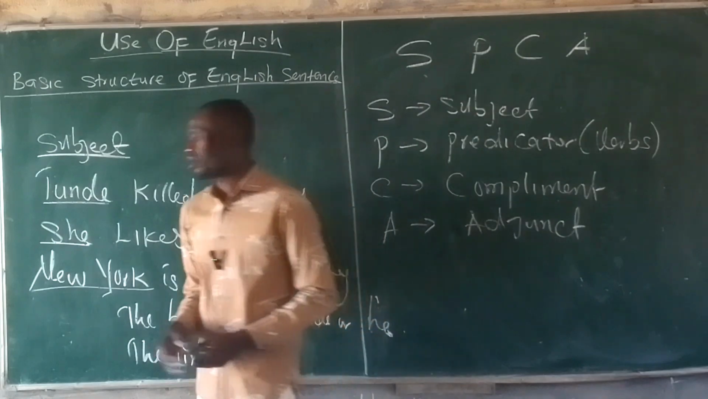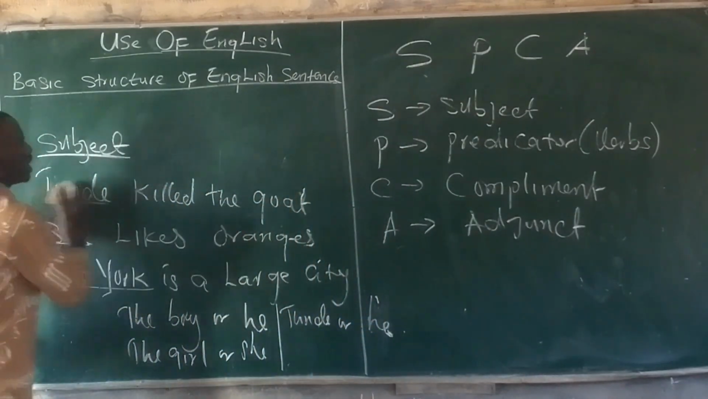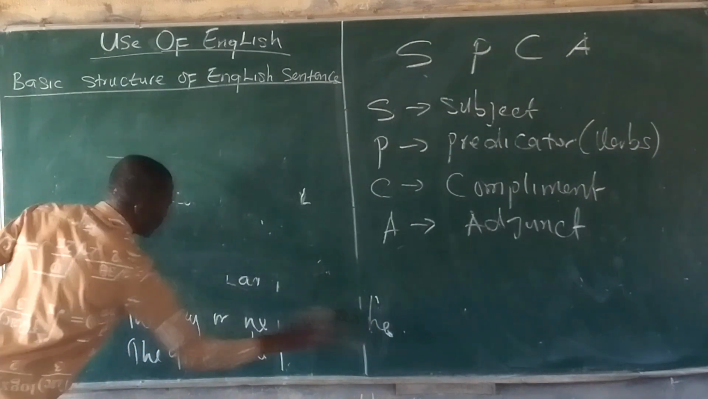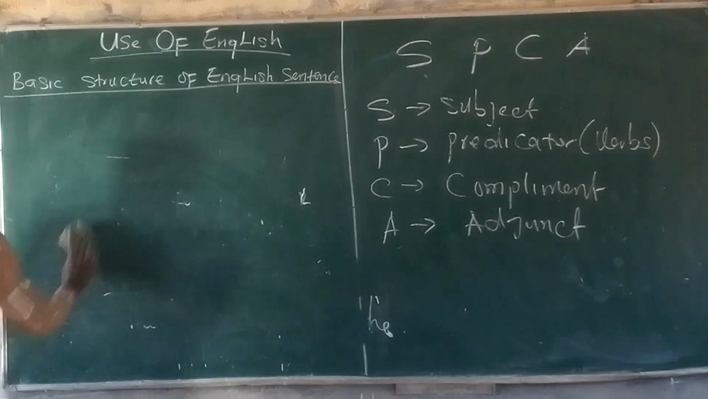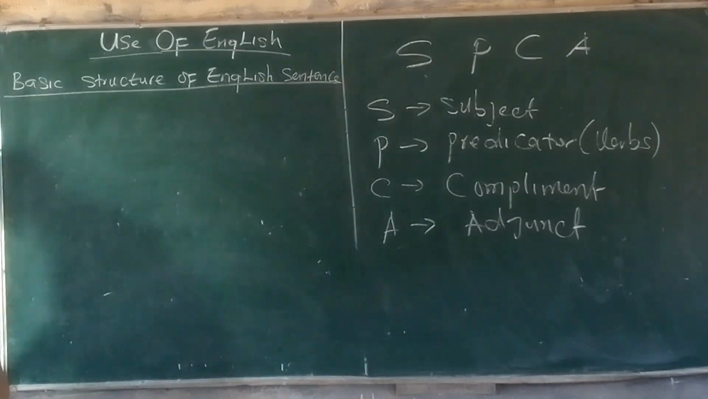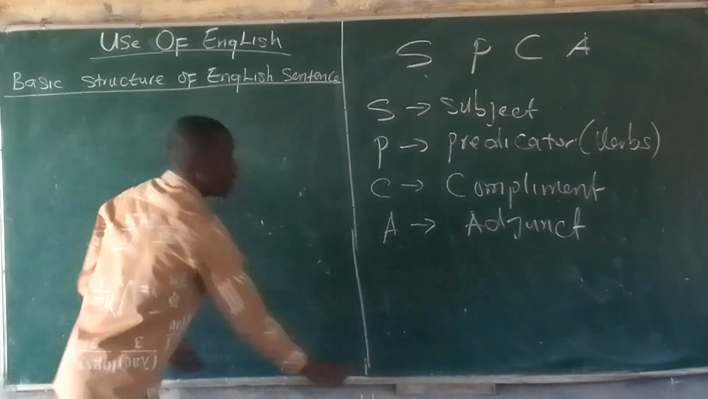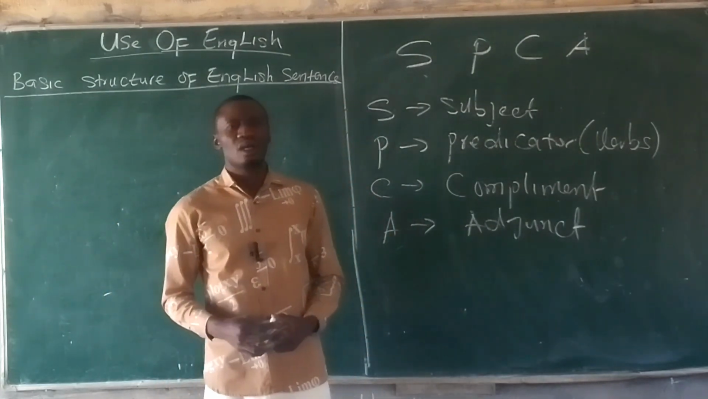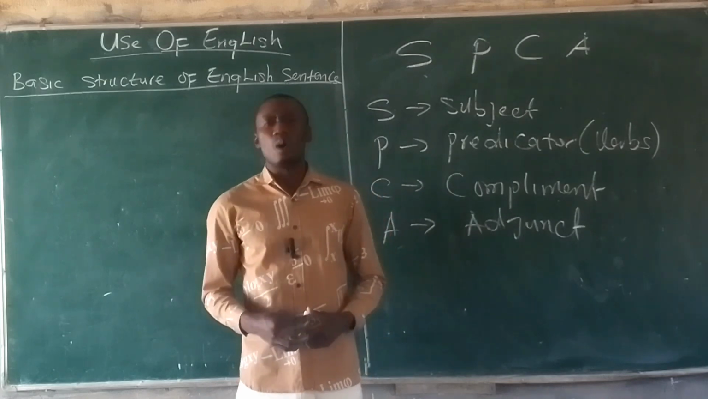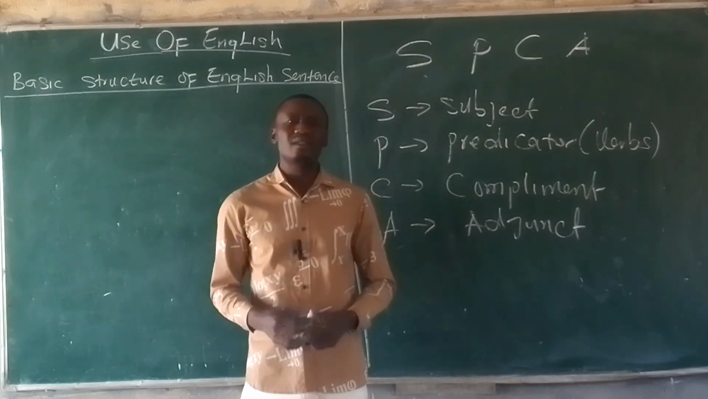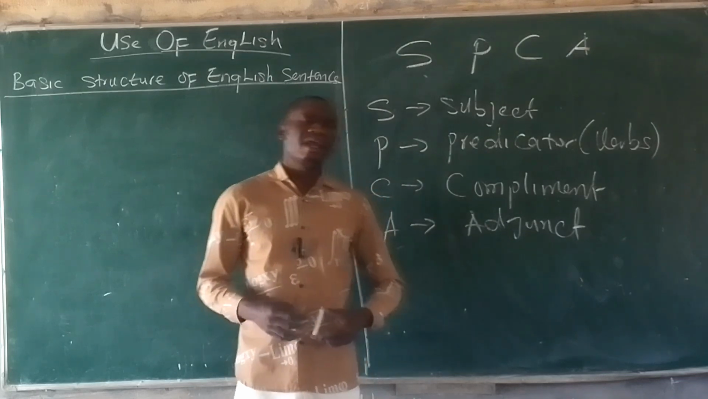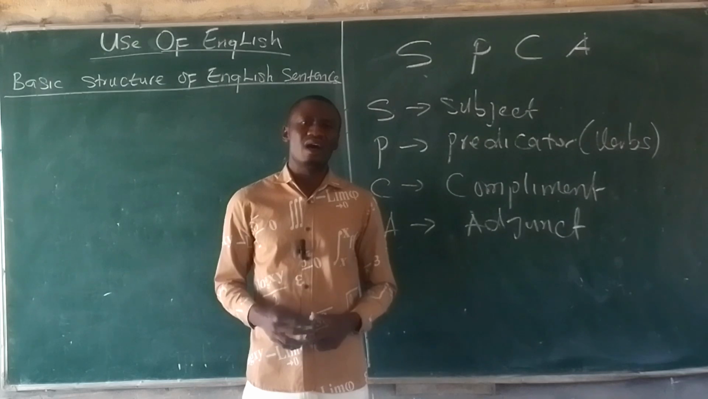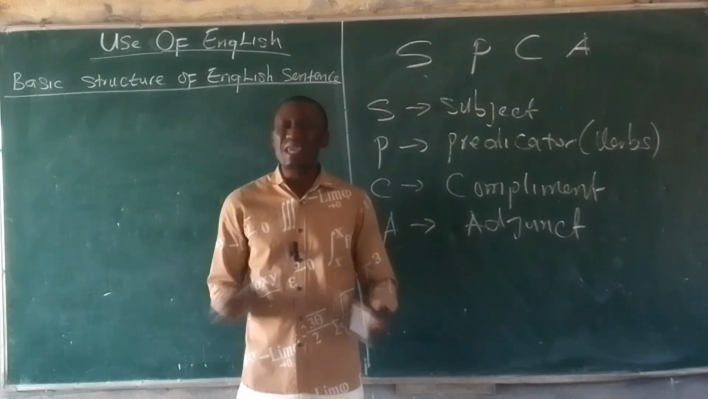And let's go to the next one, the predicator. What is the predicator or the verb? You are told in your primary school that verb is an action word. You were told that verb is an action word. Well, there is more to that. Verb is not just an action word, but verb is a compulsory element of an English sentence. Why it is a compulsory element of an English sentence is that without a verb, a sentence will be meaningless.